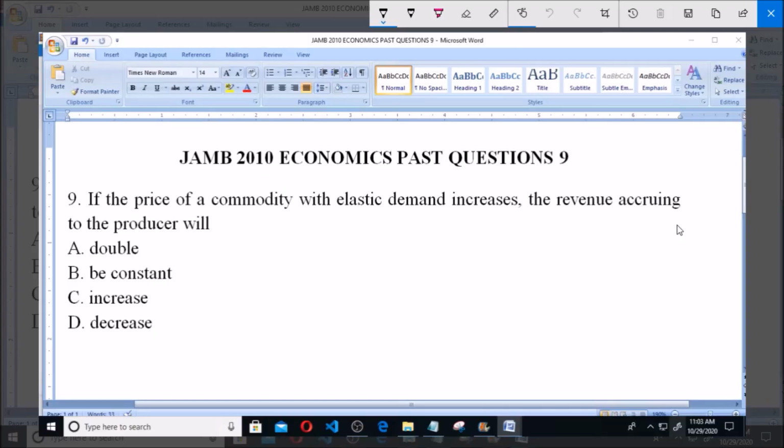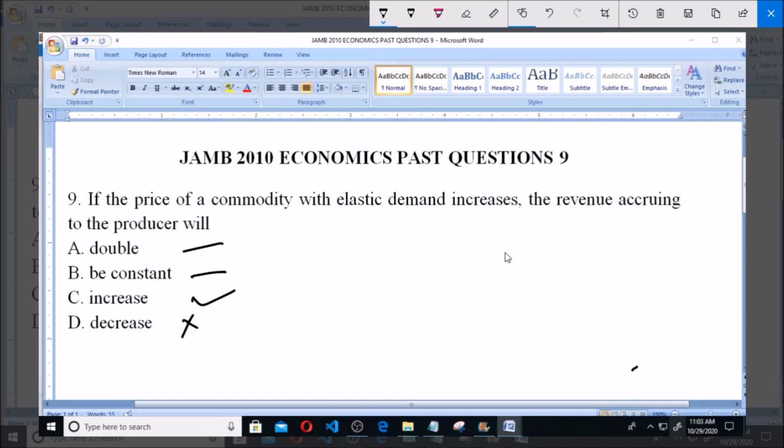Hello, JAMB 2010 Economics past question number 9. If the price of a commodity with elastic demand increases, the revenue accruing to the producer will: A. double, B. be constant, C. increase, and D. decrease.